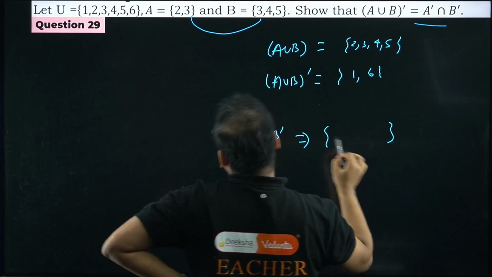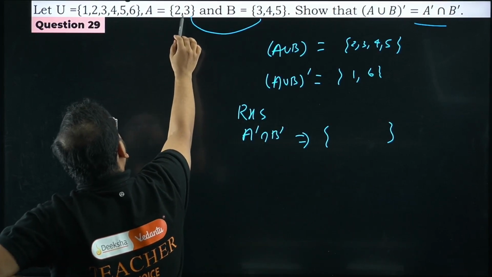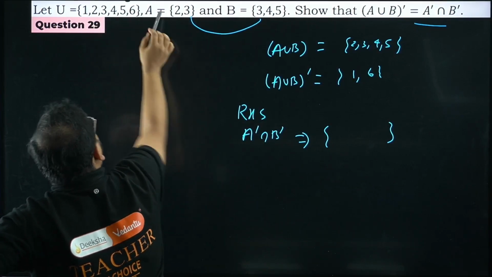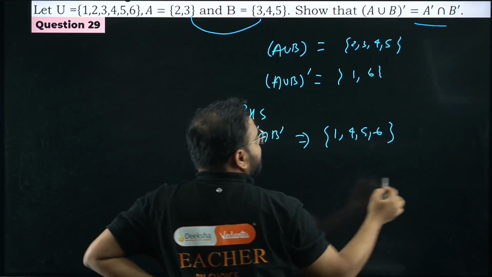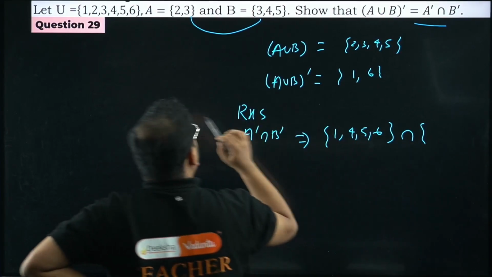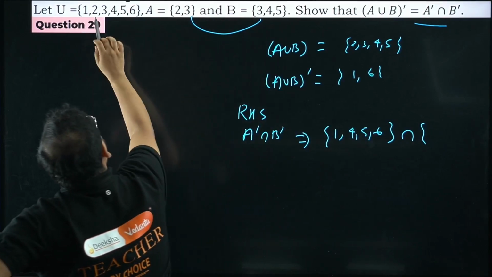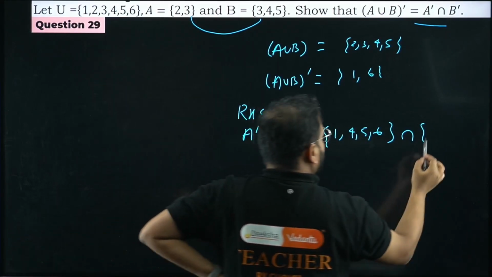What is A complement? A complement is everything other than A. So 2 and 3 are removed, leaving 1, 4, 5, 6. That is A complement. Now the intersection with B complement. So remove 3, 4, 5. We have 1, 2, 6.